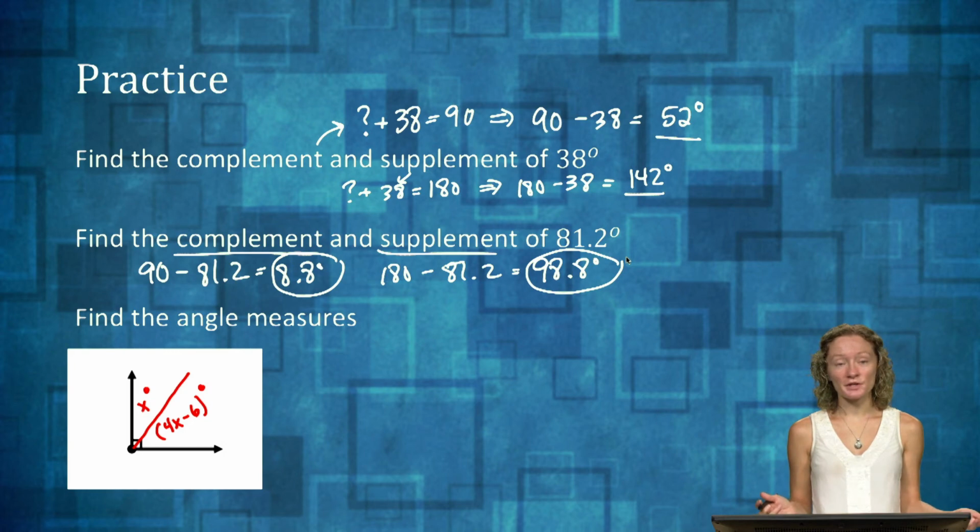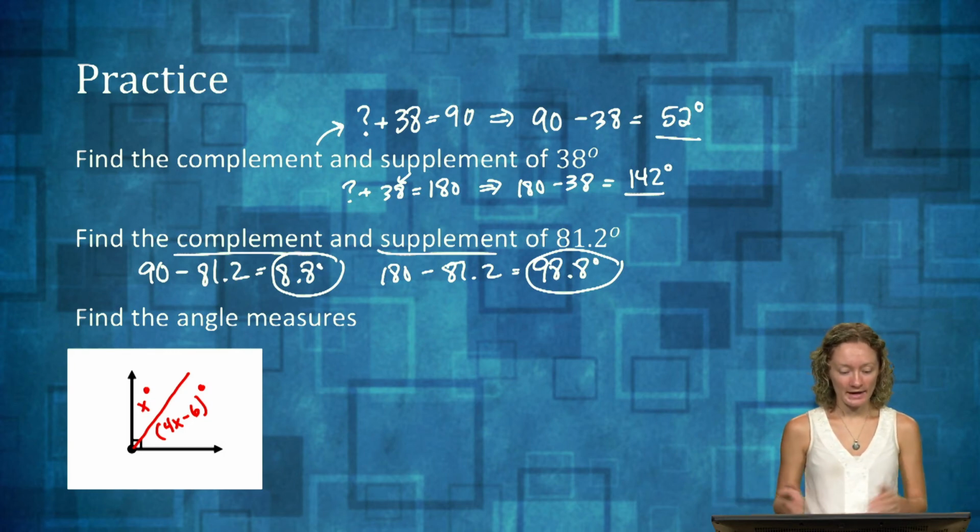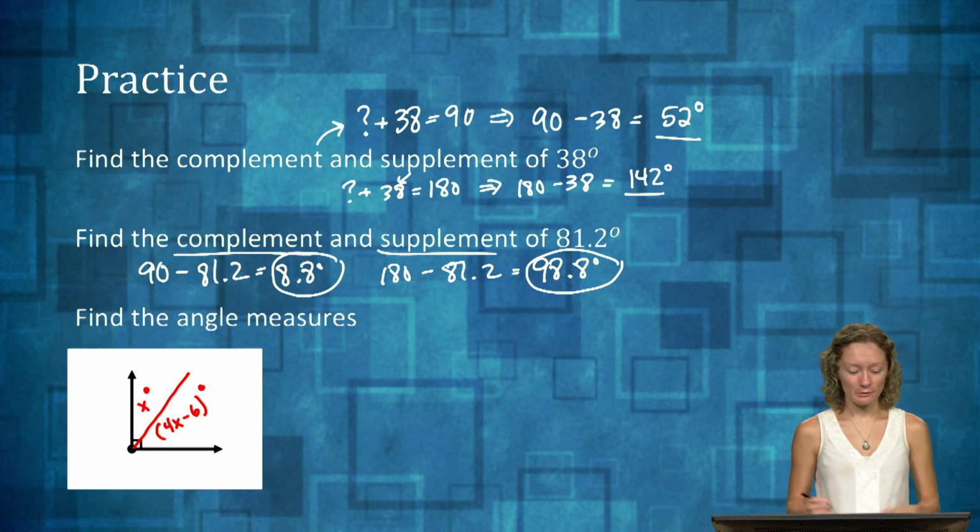So there's complement and supplement. Like I said, those 2 are useful because in the real world there are lots of straight lines and lots of right angles. That's why they would be helpful. Okay, the third problem, looking for angle measures. This one's definitely a little bit trickier, but we have enough information to be able to solve it.